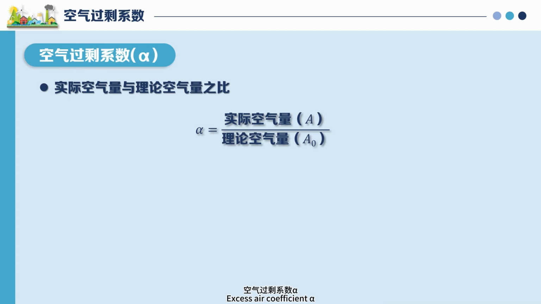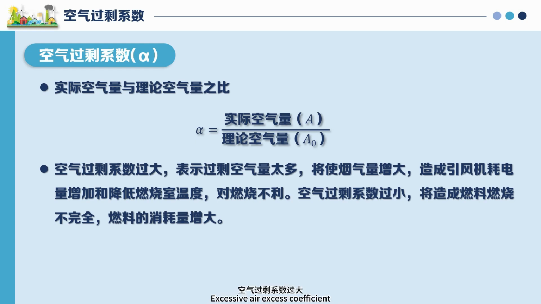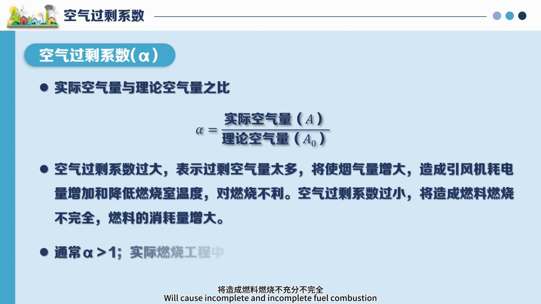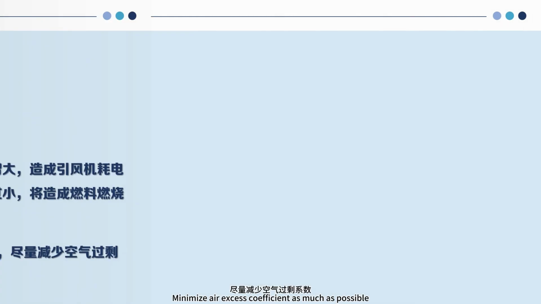Excess air coefficient alpha is equal to the ratio of actual air volume to theoretical air volume. Too much excess air will increase the amount of smoke, increase the power consumption of the induced draft fan, and reduce the temperature of the combustion chamber, which is unfavorable to combustion. If the excess air coefficient is too small, it will cause incomplete fuel combustion and an increase in fuel consumption. Usually, the excess air coefficient is greater than 1. In actual combustion engineering, on the premise of ensuring complete combustion, minimize the excess air coefficient as much as possible.